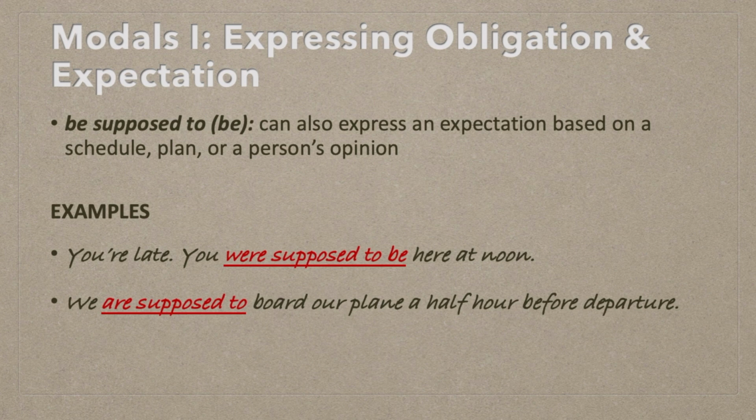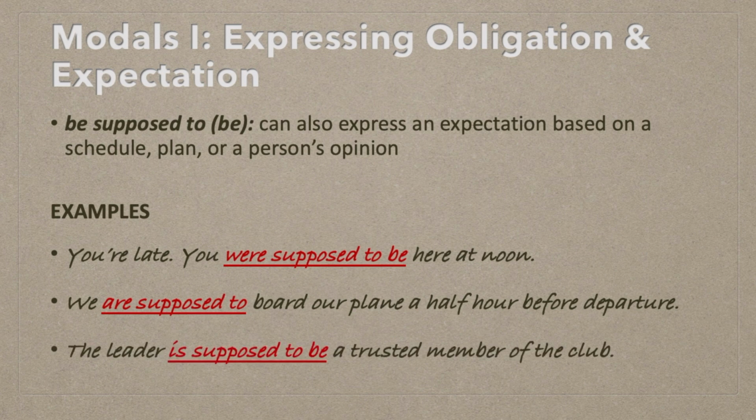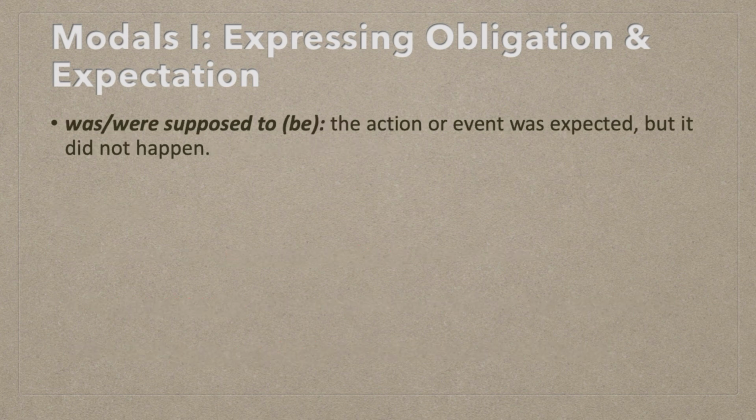The first sentence is about someone not being somewhere where they're expected to be. The second one is about a schedule that isn't being followed very well. Finally, one that deals with a person's opinion is the leader is supposed to be a trusted member of the club. If we're talking about something in the past, we need was and were.